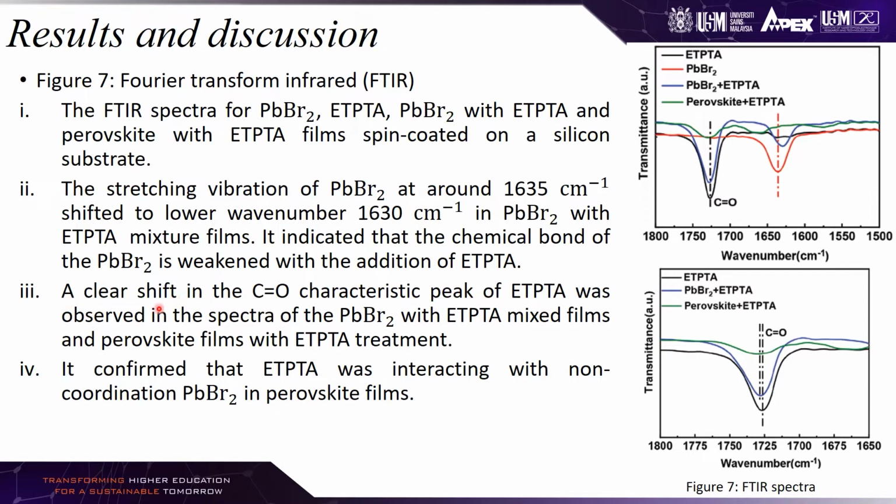A clear shift in the C=O characteristic peak of ETPTA was observed in the spectra of the PbBr2 with ETPTA mixed film and the perovskite film with ETPTA treatment. It confirmed that ETPTA was interacting with non-coordinated PbBr2 in the perovskite film.